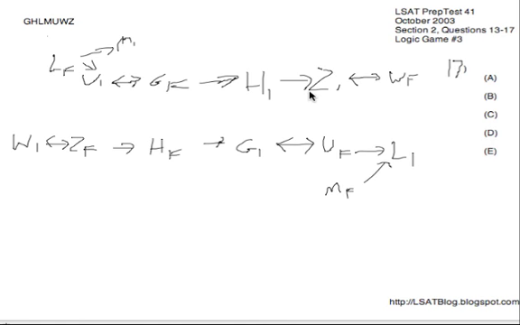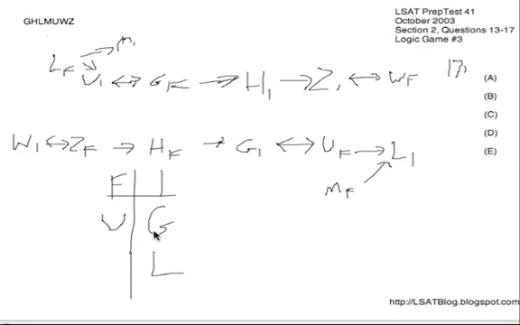If G is on I, what must be true? So I'll make another little FI split diagram here. G on I requires U on F, and then UF requires L on I. This is all we know for certain here. Now they're asking us what must be true. It's going to be one of these three things most likely, of course. So what must be true?